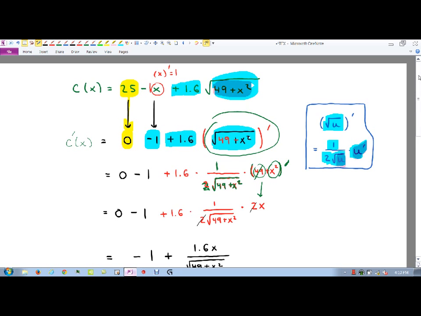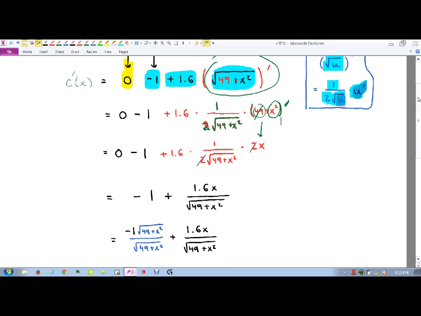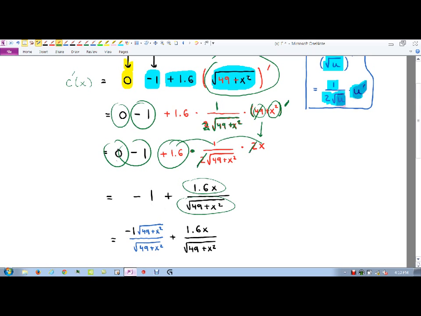So now, let me try and move this down. No, I've made a mess here. We've got our 0 out here, our -1, that comes down. We've got our 1.6 out in front times 1 over 2 square root of 49 plus x squared. Here's our 2x. Our 2's cancel. And so I put that 1.6 up here with that x. That's this. There's my square root in the bottom. Got rid of that 0, had the -1 in front.